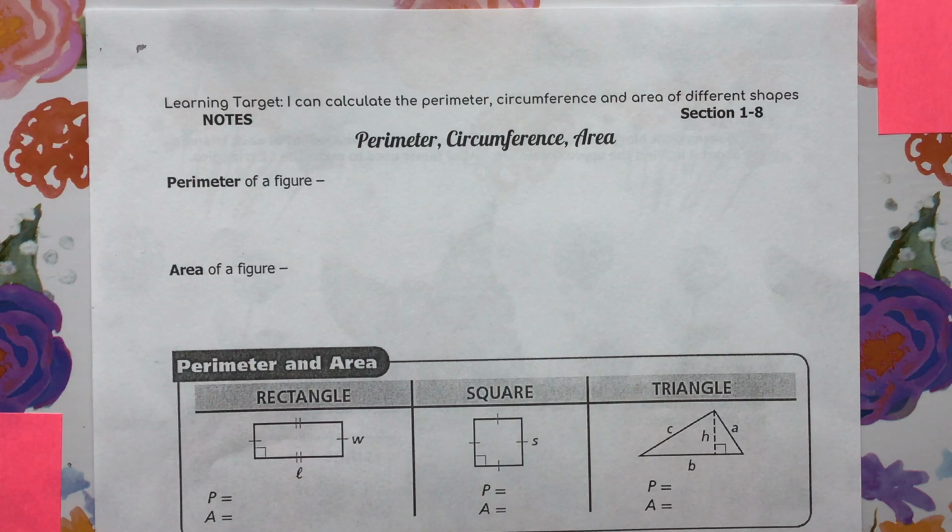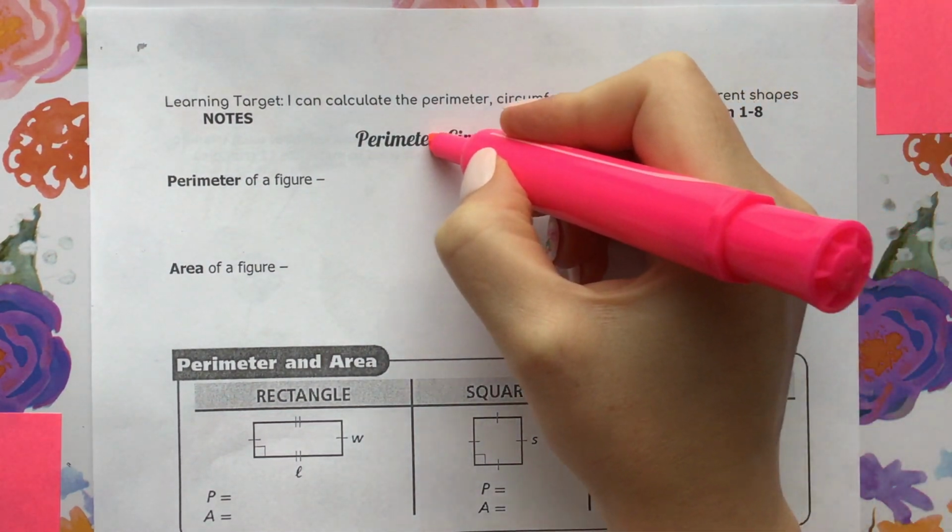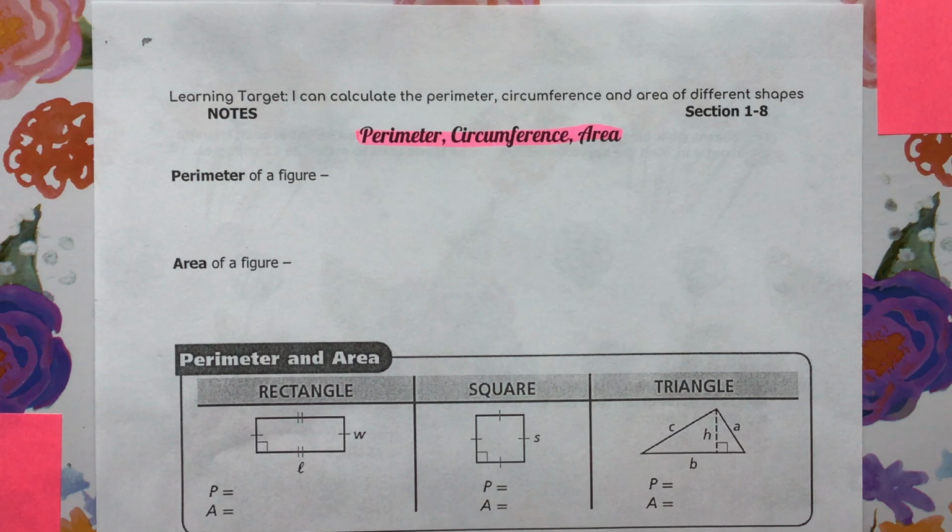Hello, geometry students. Today we are going to be doing our last section of notes for chapter 1, and we're going to be broadly going over perimeter, circumference, and area. Today I would like for you to be able to calculate those three things based off of different pieces of information that you're given, as well as based off of whatever type of problem you have.